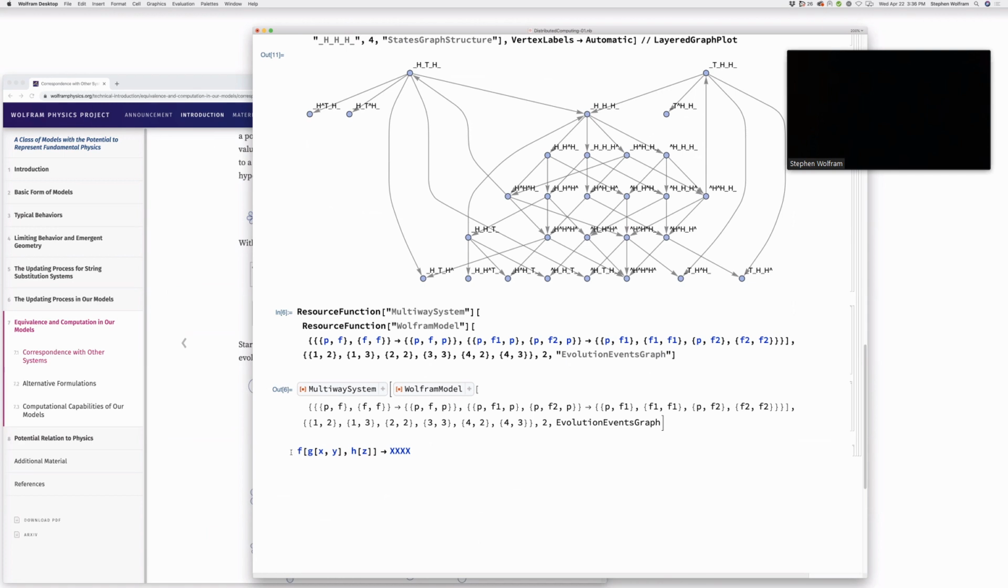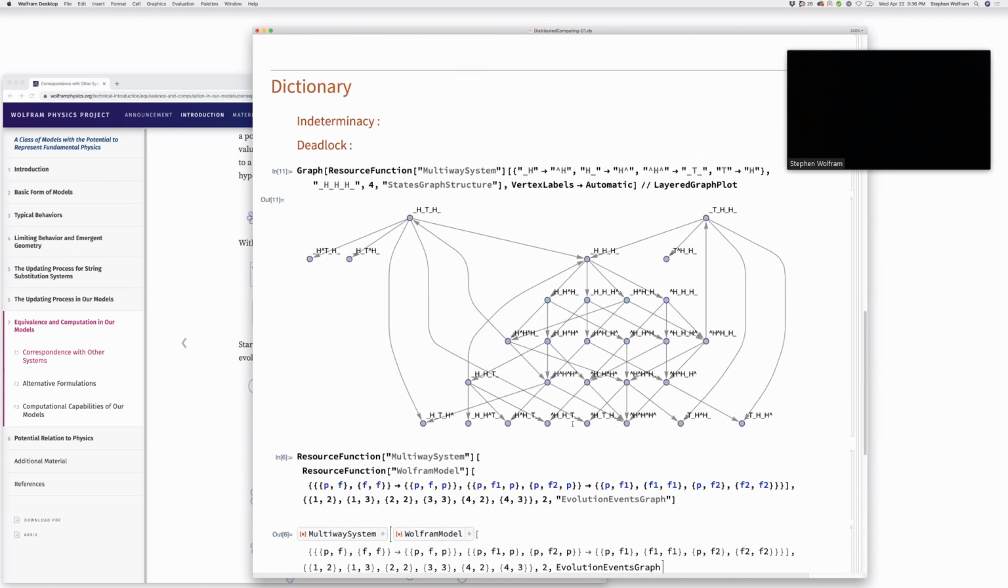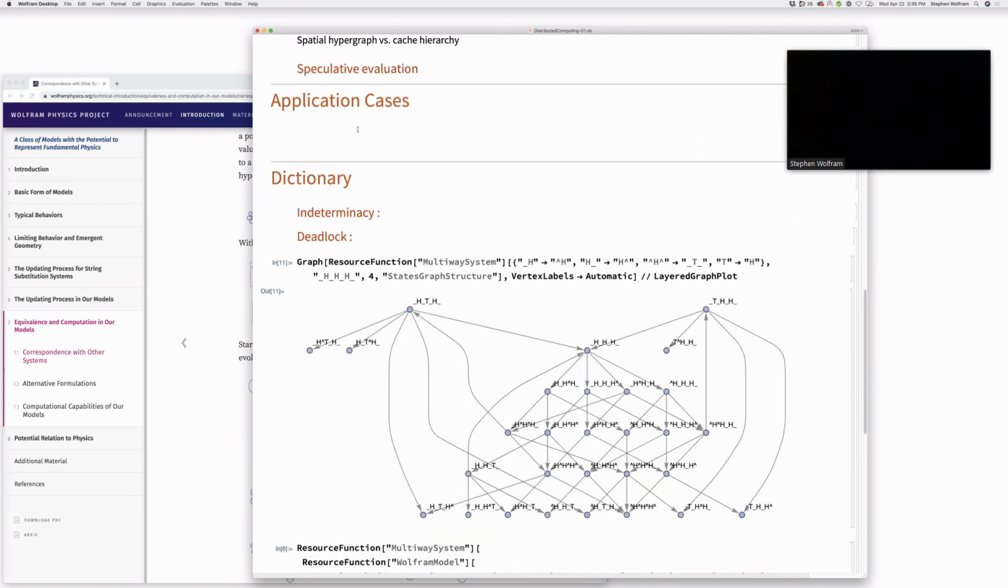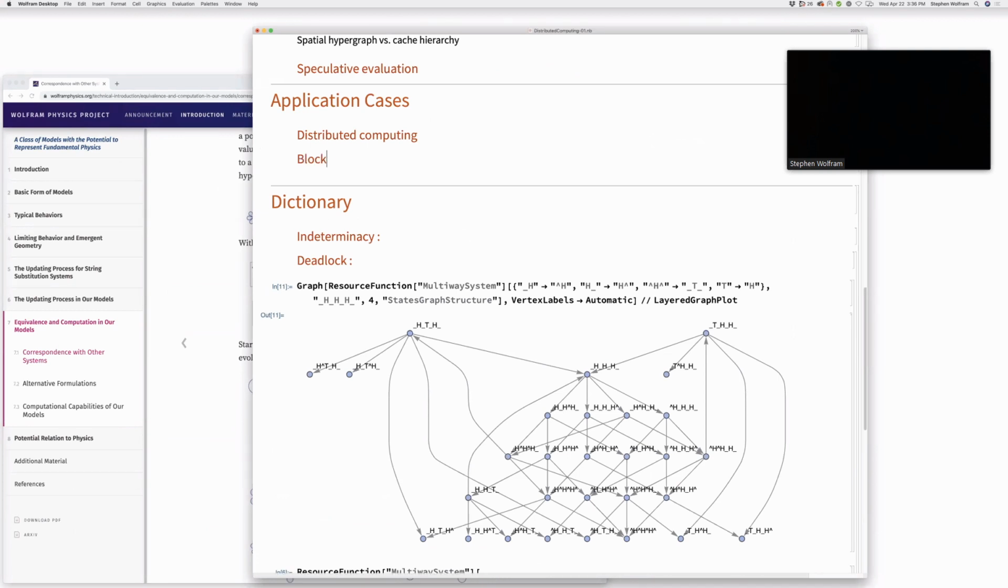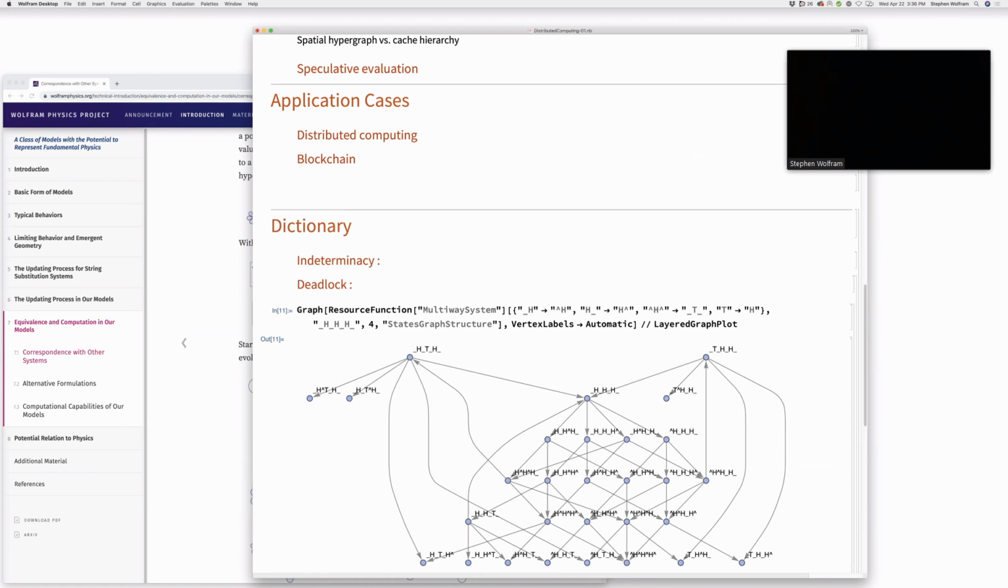And I think the thing that I'd like to understand is, I want to come back to this dictionary, but I also want to mention some application cases, because we've got traditional distributed computing, we've got the blockchain case. We've also got someone on the live stream mentioning, and it's correct, the multiplayer games case.